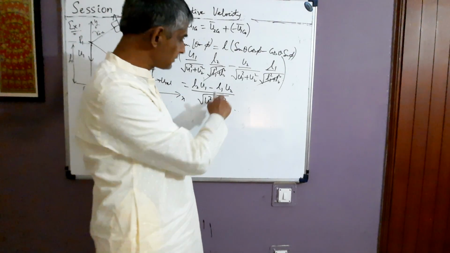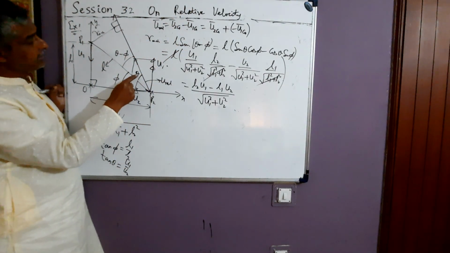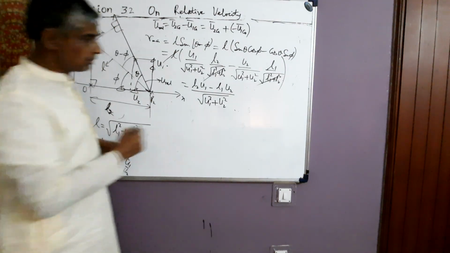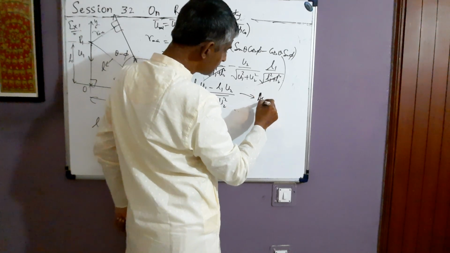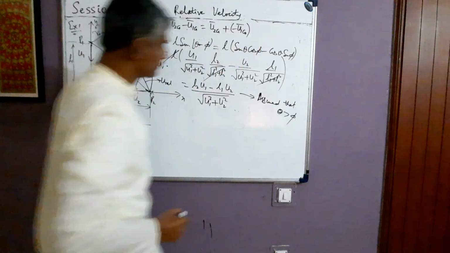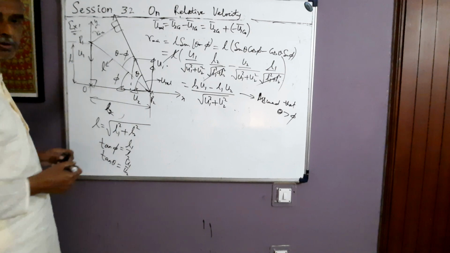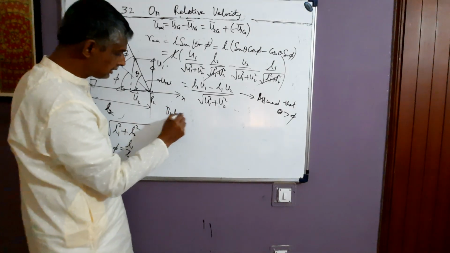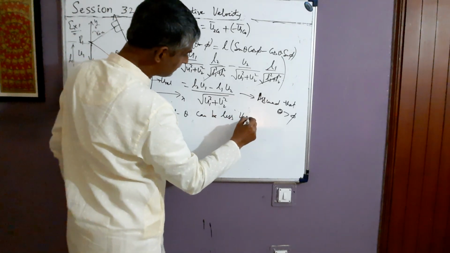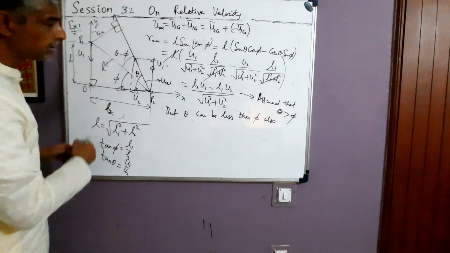But wait, one thing, this answer is not complete. Why? Because it is seen from the diagram that we have assumed that theta is more than phi. This we assumed, and then we obtained this R minimum. But theta need not be more than phi, theta can be less than phi also. In that case, how will the new situation look?